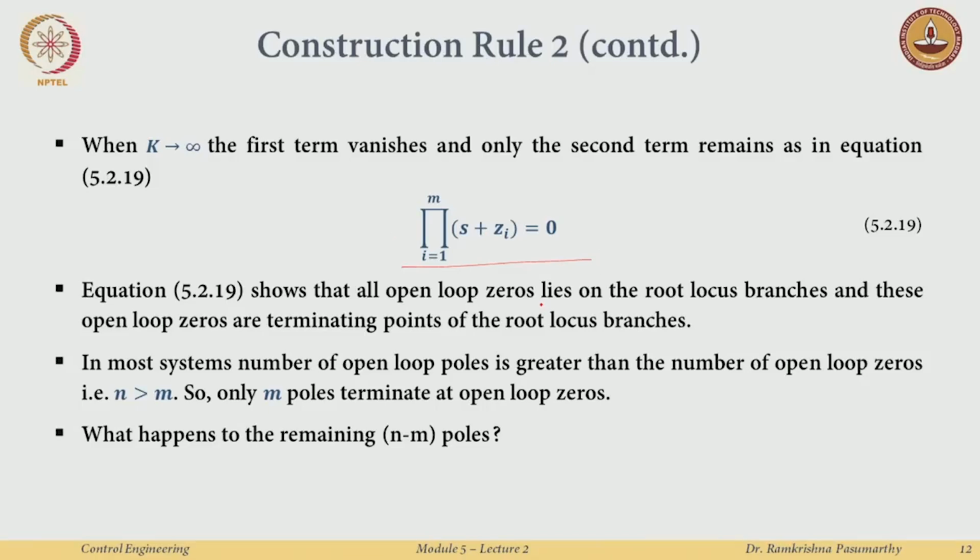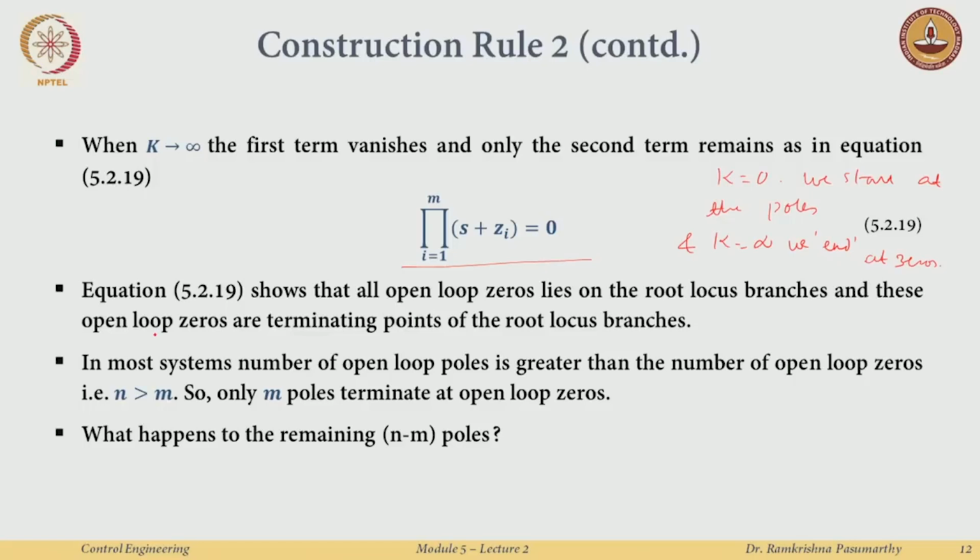So, at k equal to 0, we start at the poles, and at k equal to infinity, which is the final point we look at, we end at zeros. So I can say that the zeros also lie on the root locus and these are the terminating points. At k equal to 0, I start from the pole and I end at a zero.